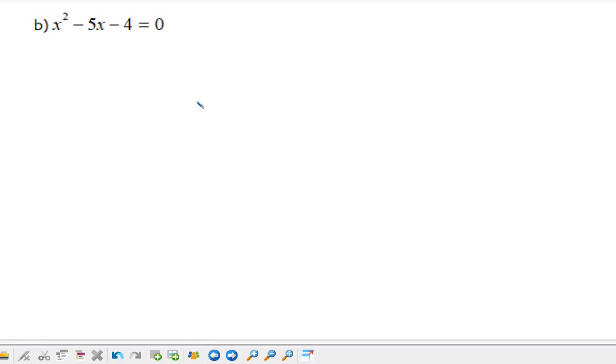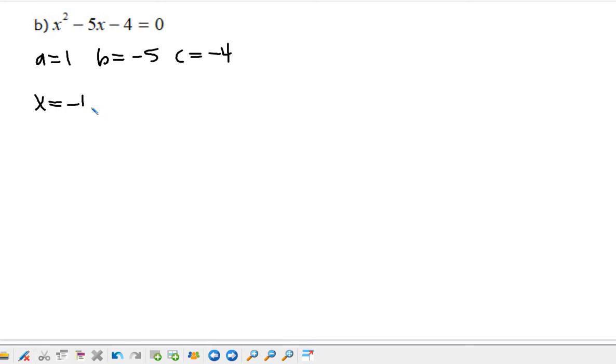So here, first go-to would be to try and factor, and you might think that it factors like a -4 and a -1, but a -4 and a -1 would make a +4 here, which it's not. So this does not factor. So I'm going to do quadratic formula. So a is 1, b is -5, and c is -4.